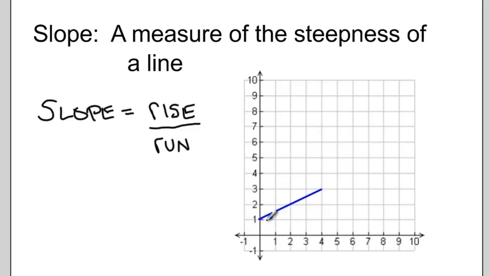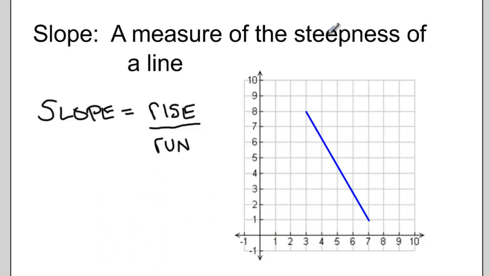Let's do another one. Again, I look at the rise of this graph and the run of this graph. Here I see the rise is 2. It's gone up 2 units. And the run has gone over 4 units. So my slope, my rise divided by my run, would be 2 divided by 4, or a slope of 1/2.